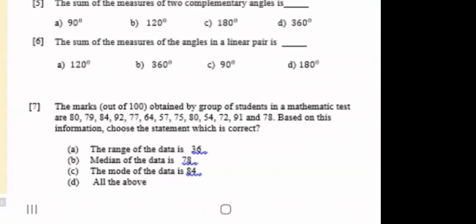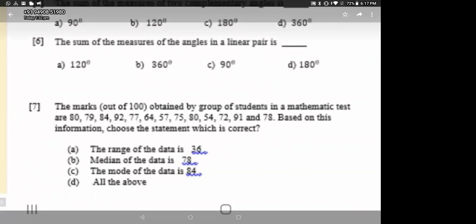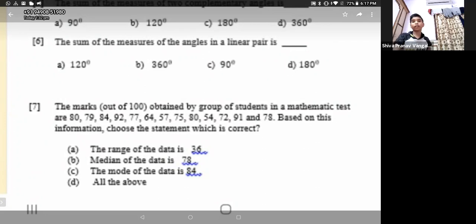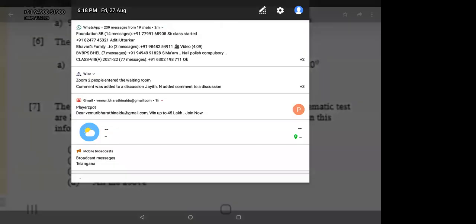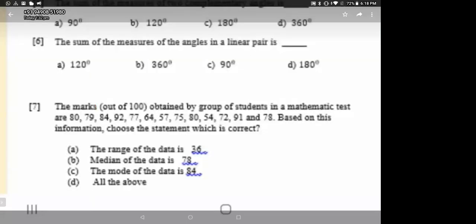Which is true, children? Which statement is correct in this? What is the range you are getting? Ma'am, the range we are getting is 38. No, it is not true. Go for the median. Ma'am, the median is the only one correct. Median is correct, 38. Ma'am, I mistakenly wrote 72 in the chat box.